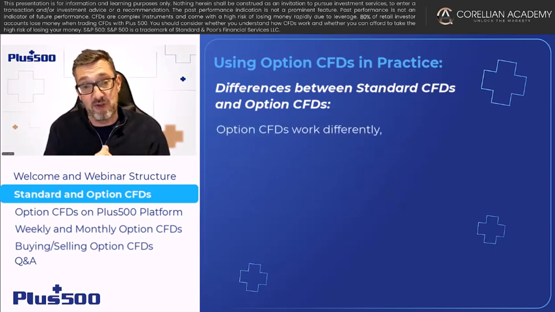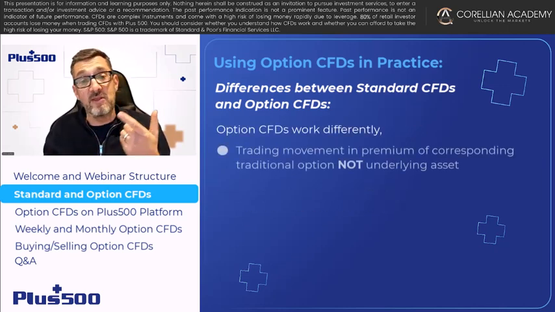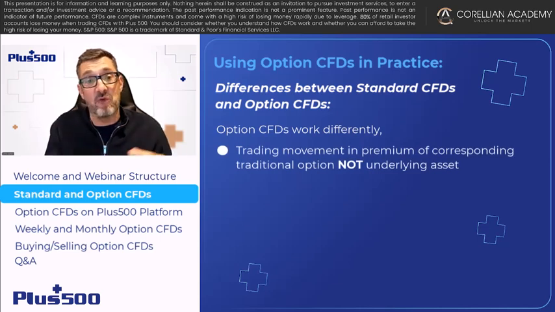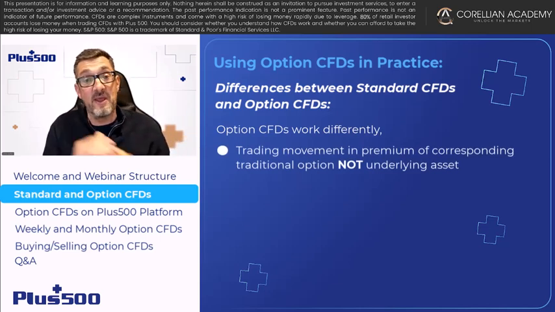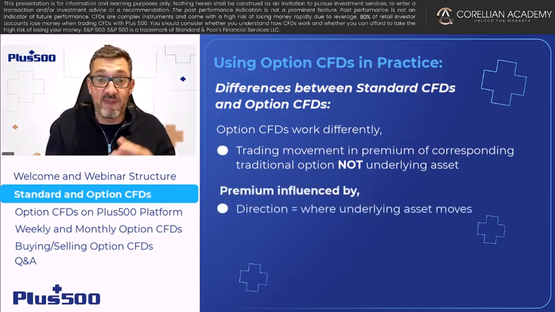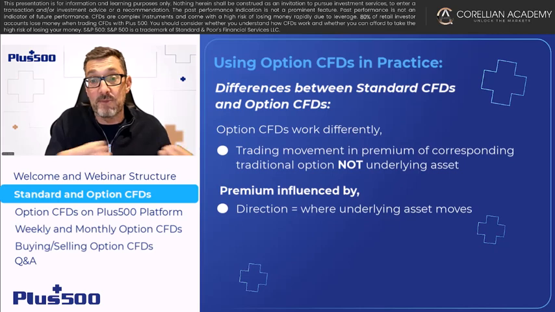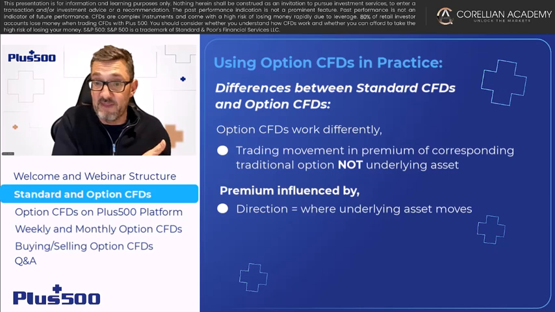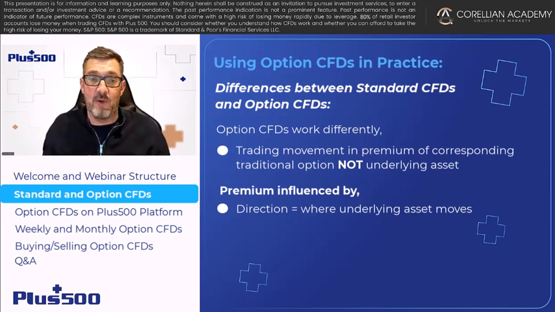Option CFDs work differently. Here you're trading the movement in the premium of the corresponding traditional option and not the underlying asset. That premium is influenced by direction, where if the underlying asset moves, the option premium usually moves with it, but not always at the same speed. Sometimes the option moves faster than the underlying, and sometimes it moves slower.